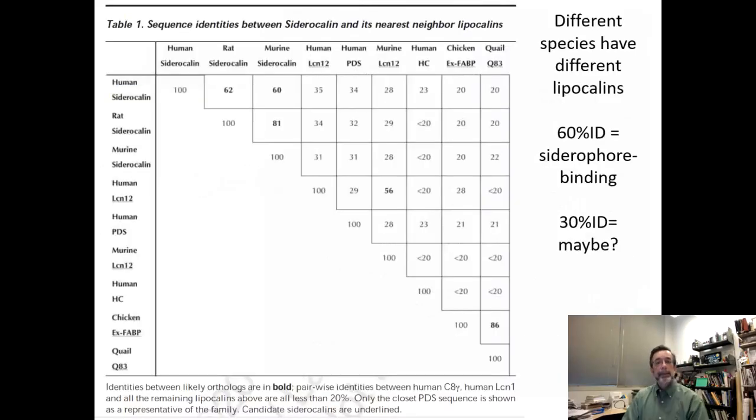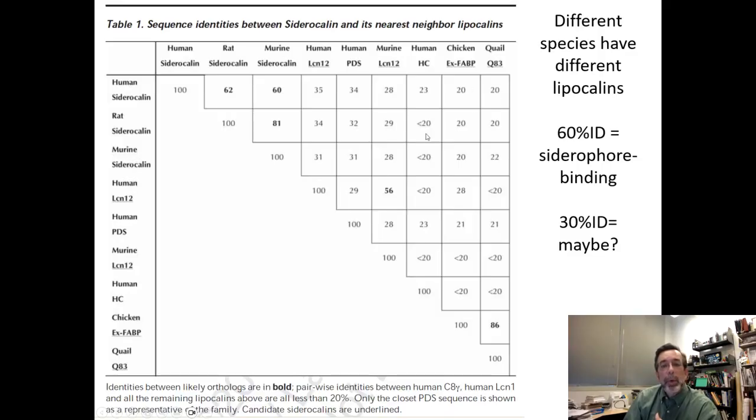So once they did human siderocalin, lots of people did different related proteins from different species. Some of these aren't even siderocalins really, but all of these, I believe, bind some siderophores at the very least. Looking up and down, I think all of these are siderophore-binding. And you can see that there are different species identities. If you look up and down this, mouse siderocalin and rat siderocalin are 81% identical. Human and rat are 62, human and mouse are 60.